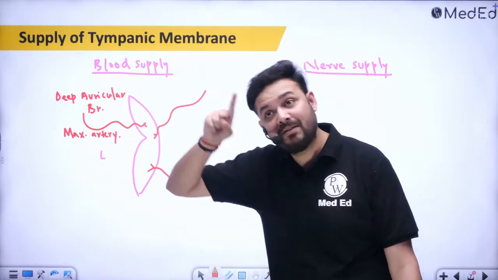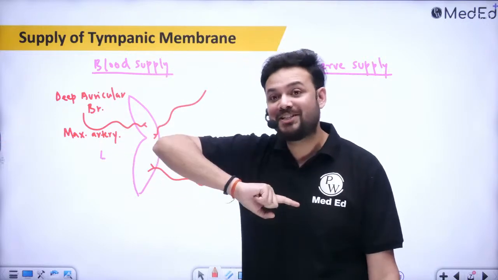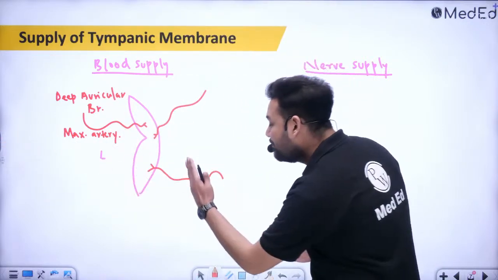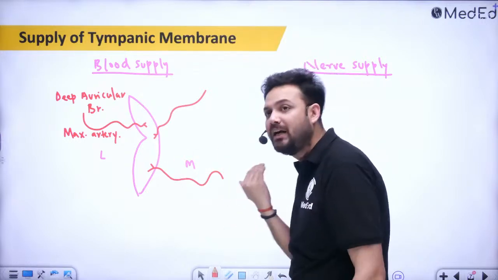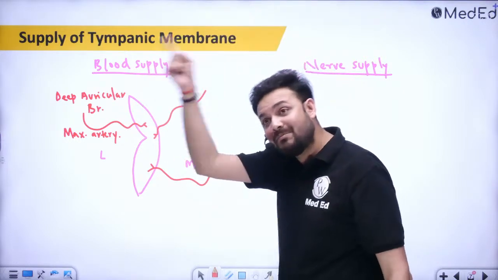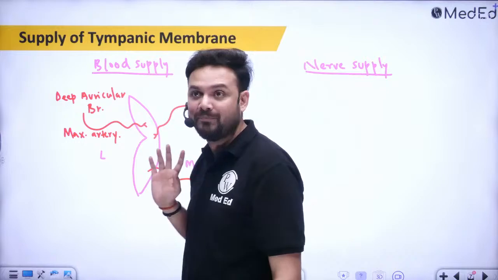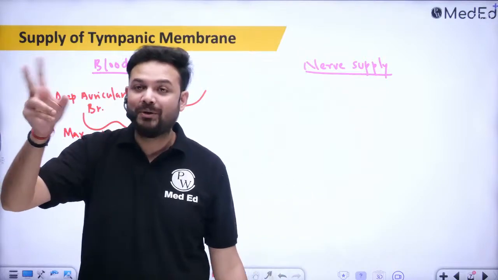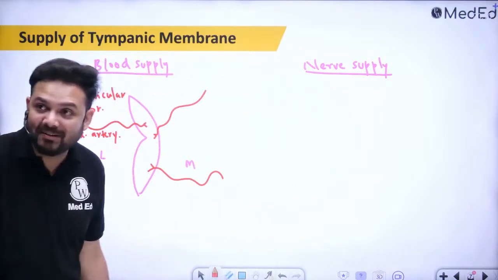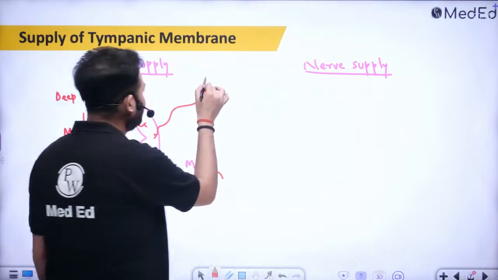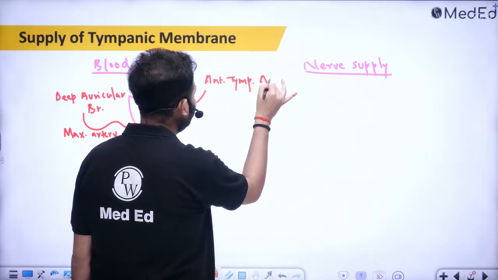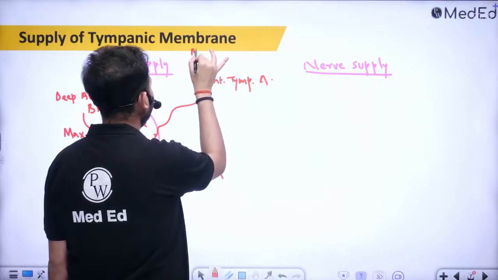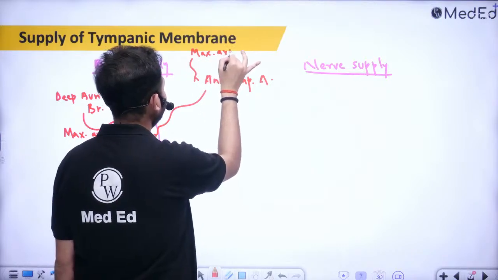Here, there are two arteries, right? And they are the same arteries I taught you when I was teaching you the middle ear. Because you see, the medial surface of the tympanic membrane is actually the mucosal layer. It is a part of the middle ear compartment. So the same supply of the middle ear is going to come here. And what were the two arteries I told you in your middle ear when I was teaching you the blood supply of the middle ear? I told you there is something called the anterior tympanic artery, which is a branch of the maxillary artery.